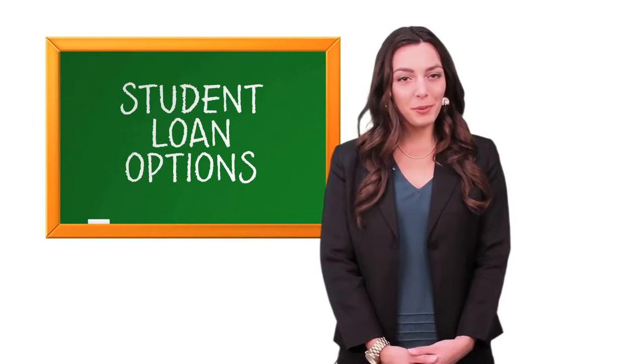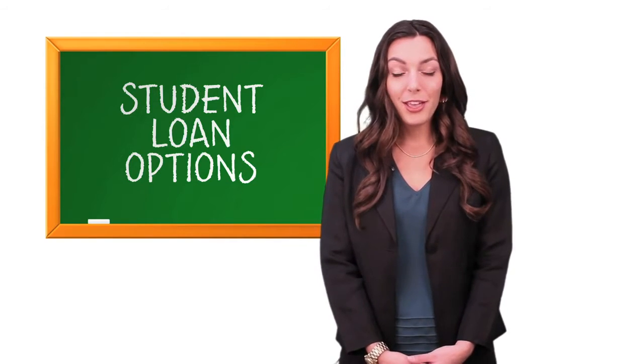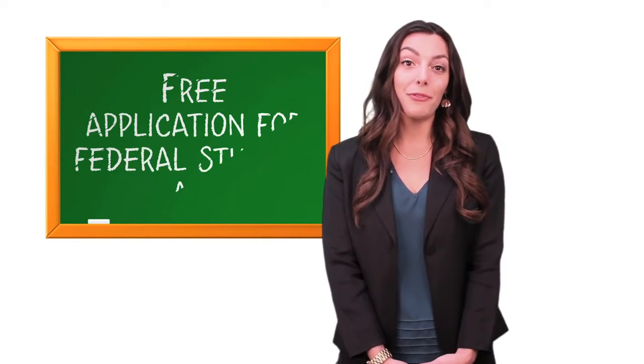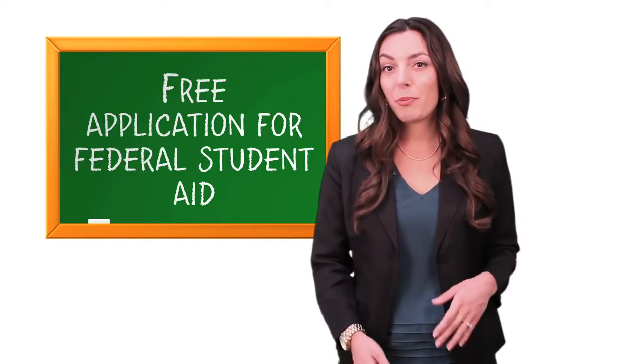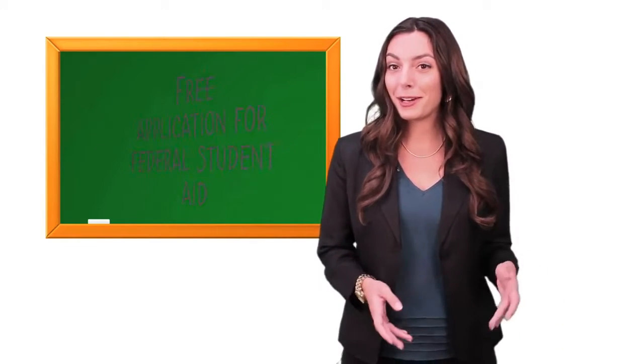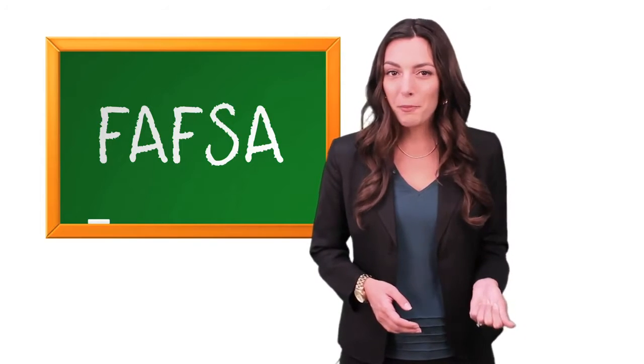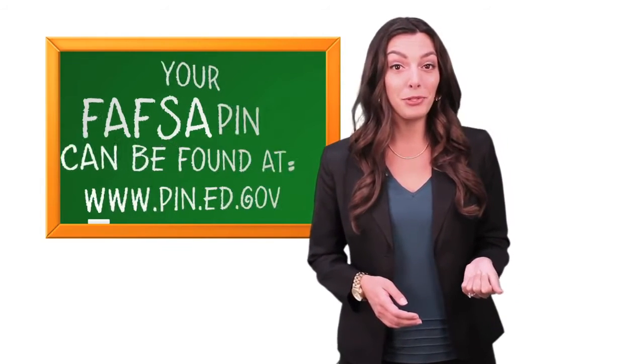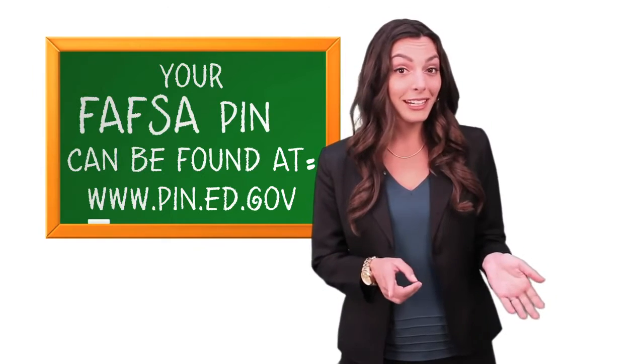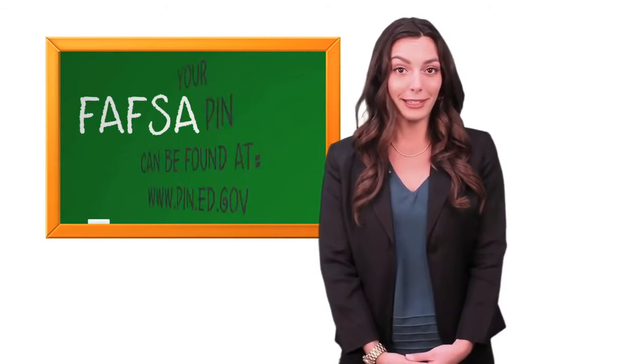No matter what loan options or repayment options you choose, you need to file the Free Application for Federal Student Aid. You may not need to report parental data on the FAFSA as a graduate student, but check with your school's financial aid office to be sure. Hopefully, you remember your FAFSA PIN from using it as an undergraduate. You'll need it in order to sign the FAFSA electronically.